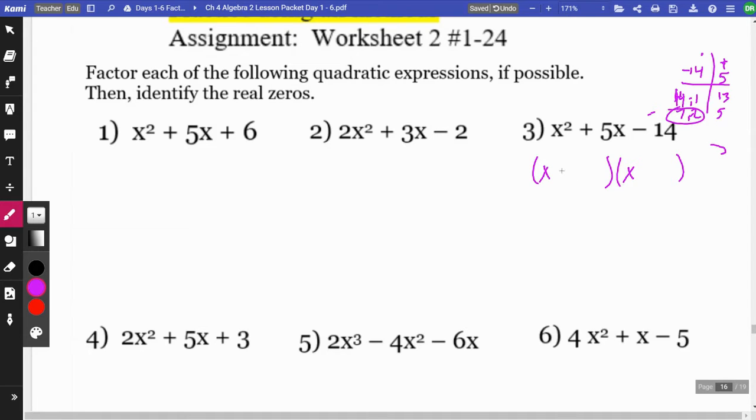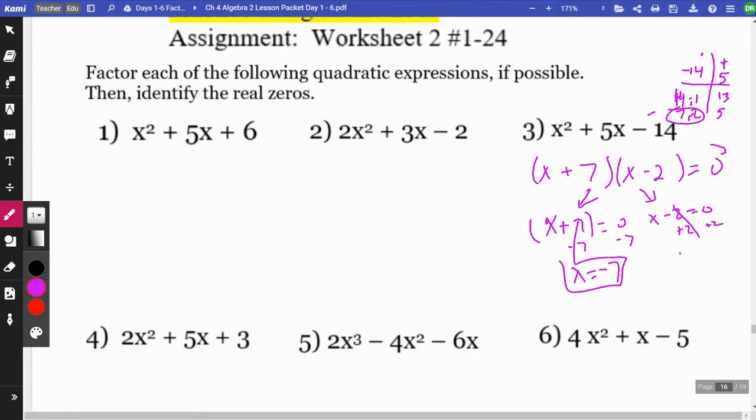And then we plug them in. We found our numbers. So we factored it. These problems should be quick at some point. The last part is to set it equal to 0 and solve for each case. X plus 7 equals 0 and x minus 2 equals 0. I'm going to subtract 7 both sides and add 2 to both sides on this one. So x equals negative 7 and x equals 2.